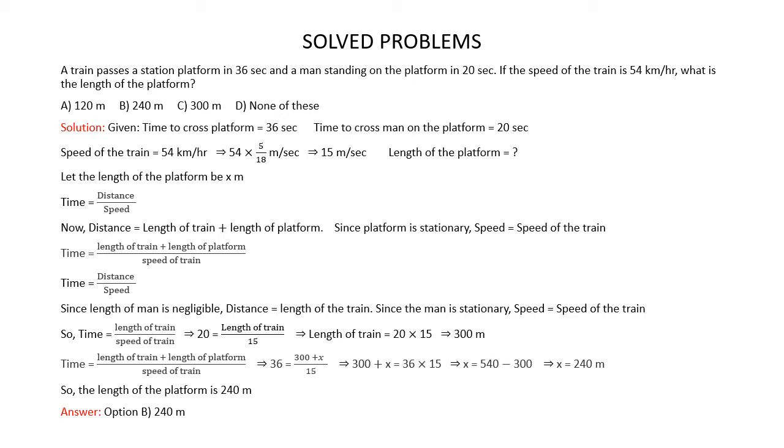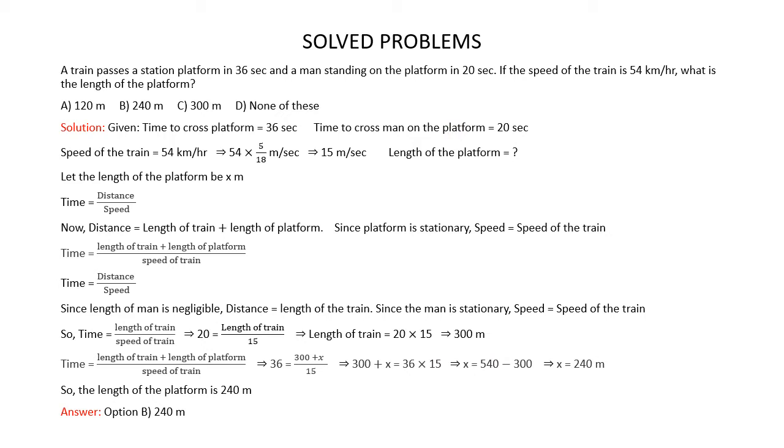Now in the problem, the time taken by the train to pass the platform is given, speed of the train is given. So if we find out the length of the train, then we can easily calculate the length of the platform. So first let's find out the length of the train. Now we know that time is equal to distance upon speed. Now to find the length of the train, let's use the other information given in the question. That is, time taken to cross the man on the platform is 20 seconds.